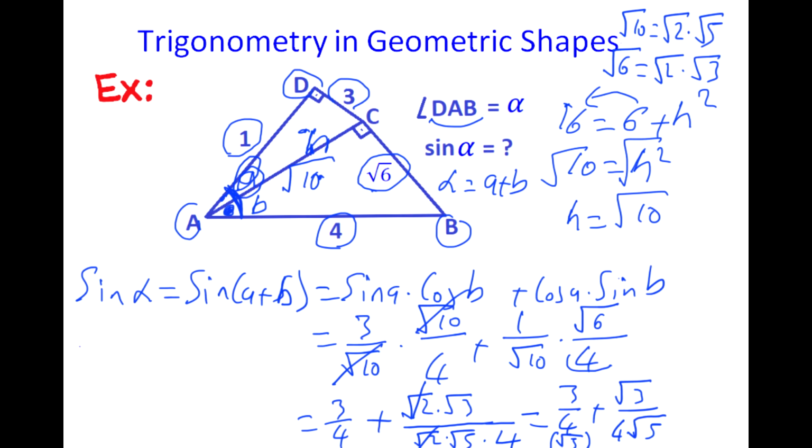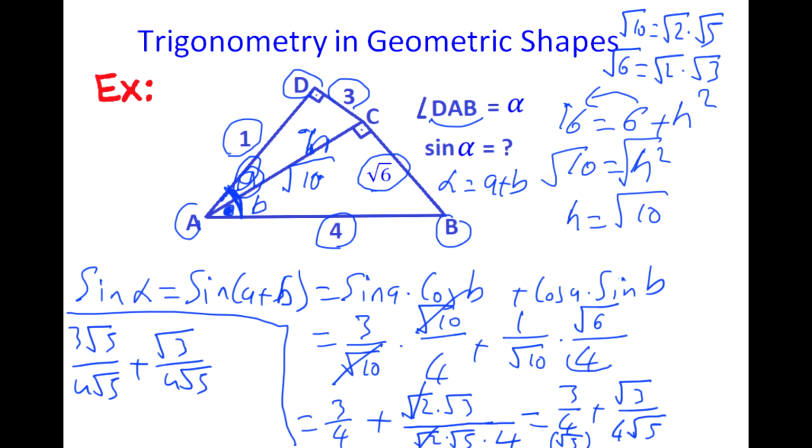And once we do it, then let me write the rest on the left side. So we have 3 square root of 5 divided by 4 square root of 5 plus square root of 3 divided by 4 square root of 5. And this is going to be equal to, guys, the denominator is 4 square root of 5 and the numerator is 3 square root of 5 plus square root of 3, guys. And this is the final answer in this question.